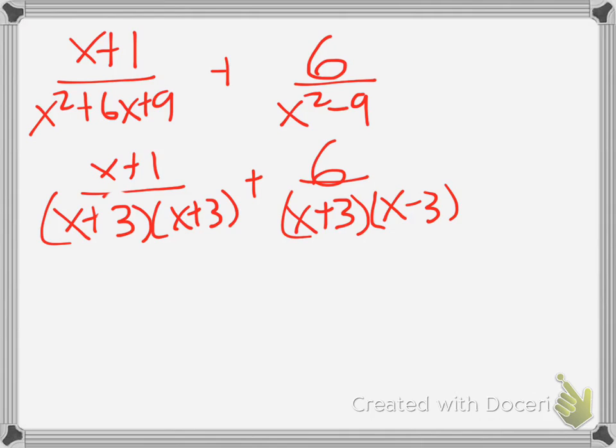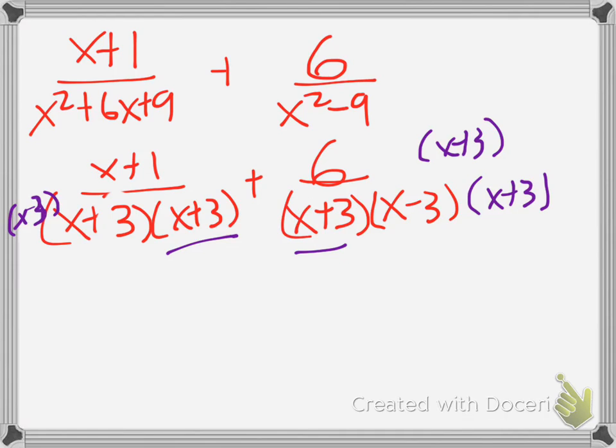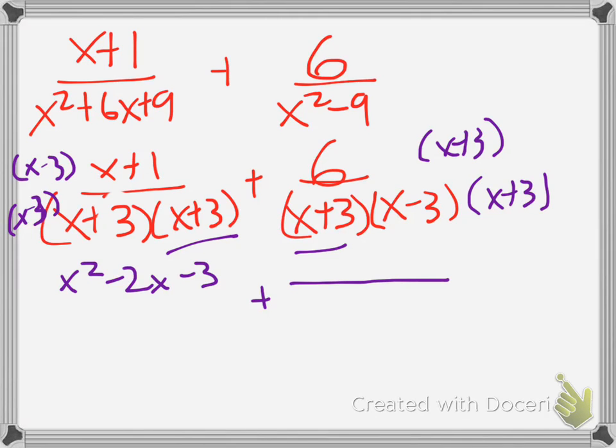Now I'm going to see what I have in common. So in common here I have a nice little x plus 3 and an x plus 3. This one over here is missing another x plus 3. And this one over here is missing an x minus 3. So now I'm going to multiply out the tops. Now this is where it gets a little bit tricky. So this one's going to be x squared minus 2x minus 3. And over here on the top I'm going to have 6x plus 18.